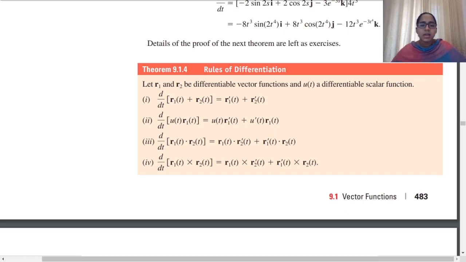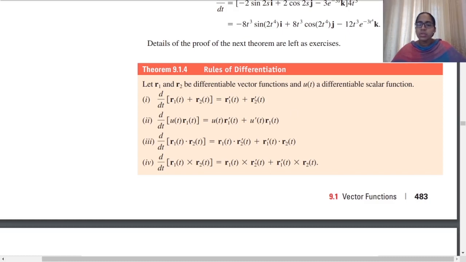And the last one, d/dt of r1(t) cross r2(t) is equal to r1(t) cross r2'(t) plus r1'(t) cross r2(t). So the second one is the basic rule that we have learned in the differentiation concept.